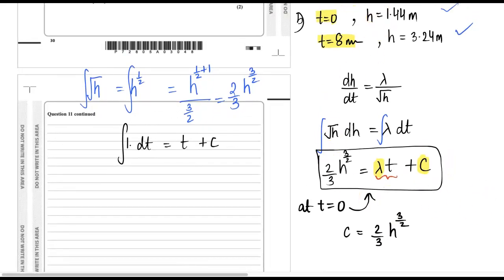As we know h, where h is here, we are going to be substituting. So c is going to be 2/3 of, use your calculator.